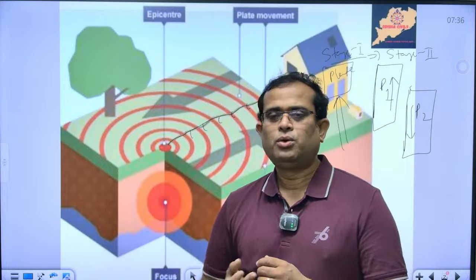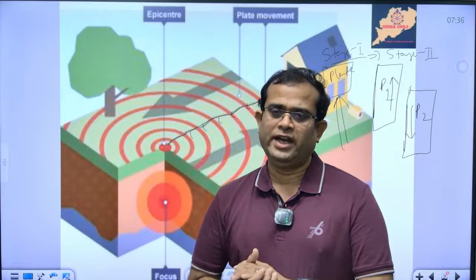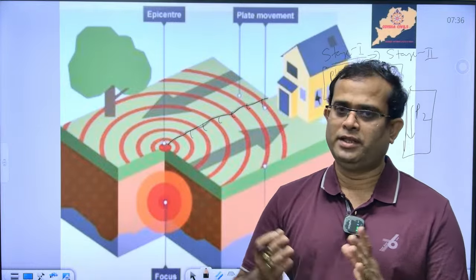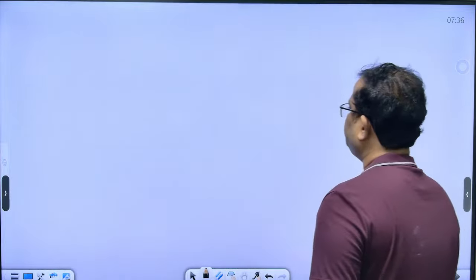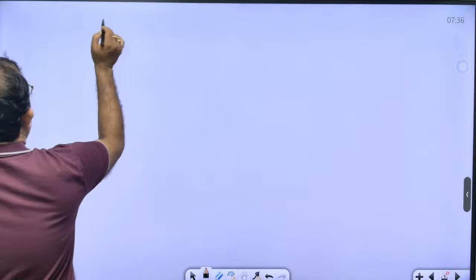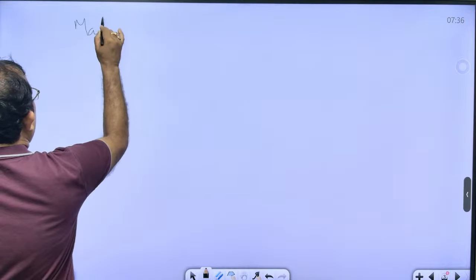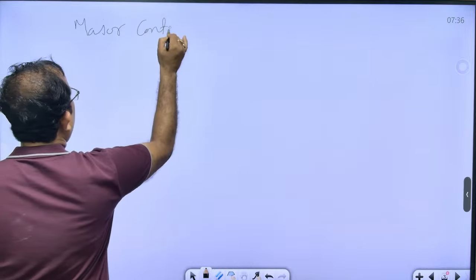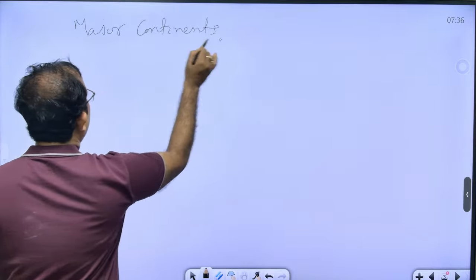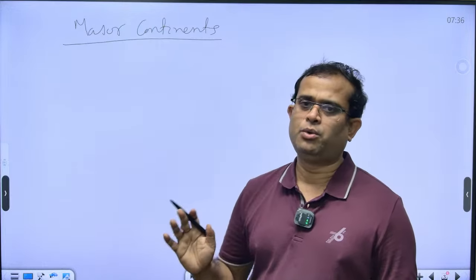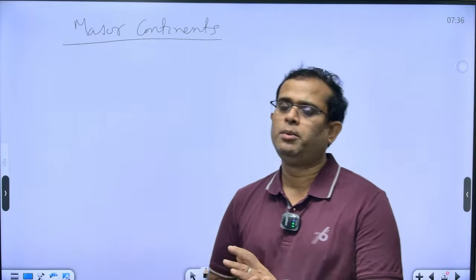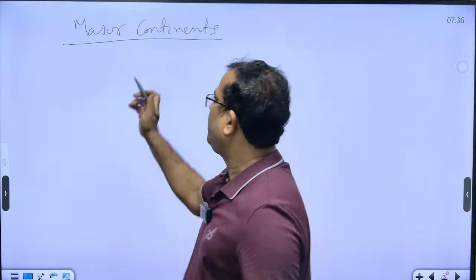As we know, we have different continents, right? Major continents. If we say there are major plates, how many of you know about the plates? What are the major continents? How many? I'm using both English and Odia so that it will be more communicative, right? So we can say major continents.